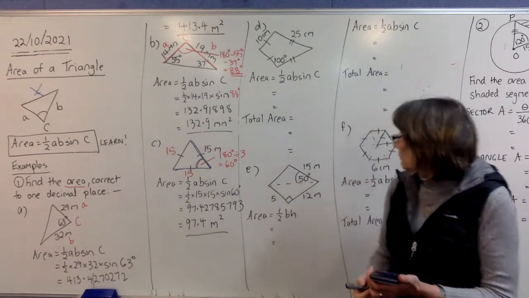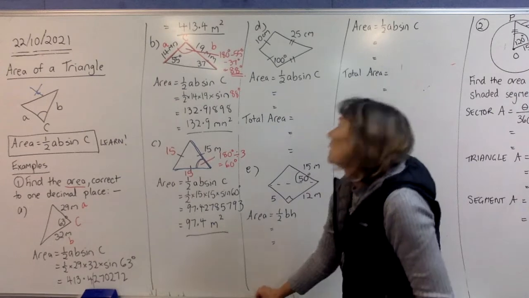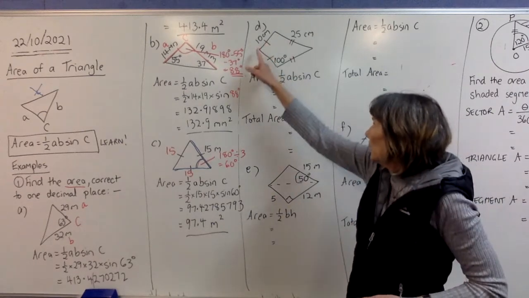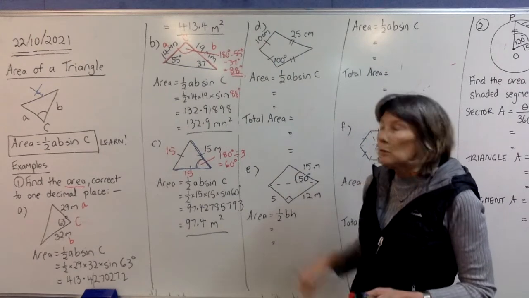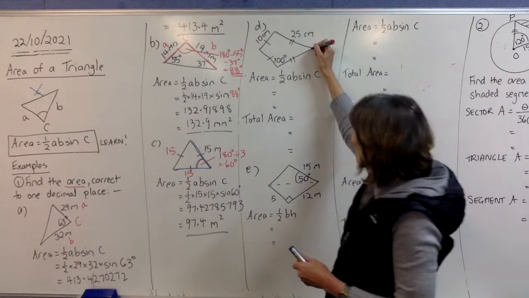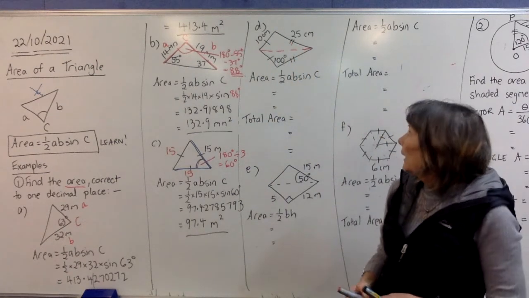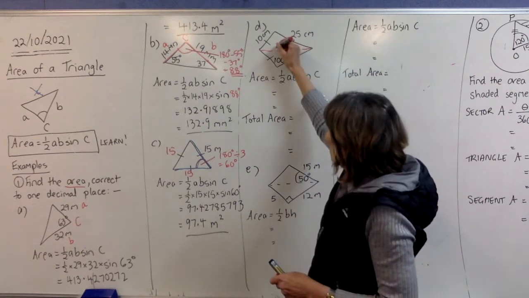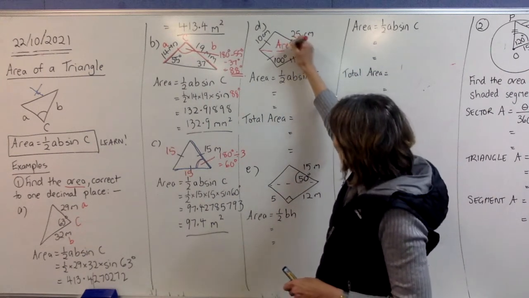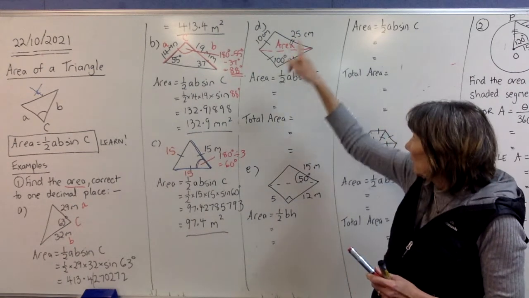Okay, next question. Now, we're getting into composite shapes here. So this is actually a kite. It's got one pair of adjacent sides equal, and here's the second pair of adjacent sides equal. So I'm going to get my red pen and draw a dotted line down the middle there, and I'm going to find one area, that one, okay? So I'm just going to concentrate on that area there for the area of a triangle, the top area.